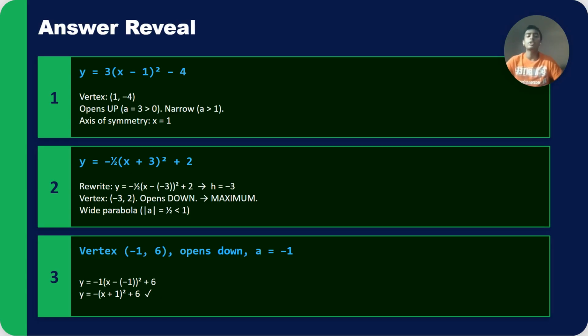Problem 3. Vertex (-1, 6). It opens down, so a equals negative 1. So the equation is y equals negative 1 times (x minus negative 1) squared plus 6, which simplifies to y equals negative (x plus 1) squared plus 6.